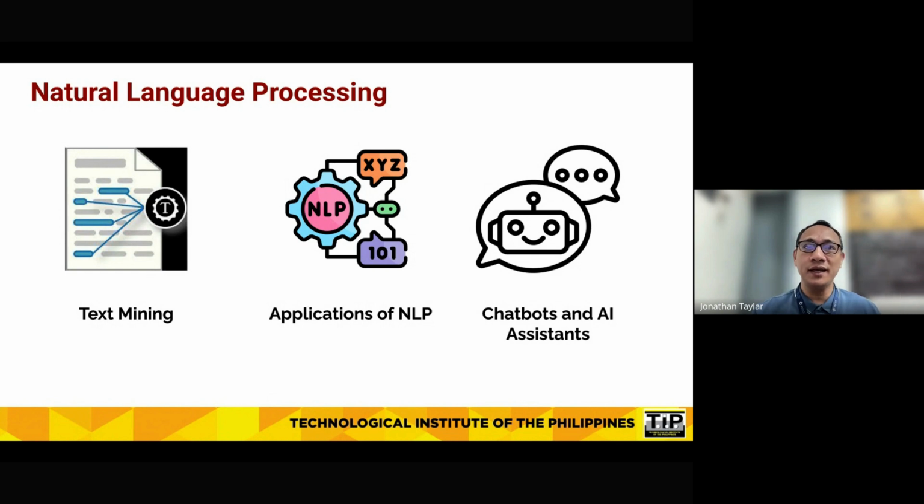Another one is information extraction. Natural language processing enables the extraction of structured information from unstructured text data. This includes tasks such as named entity recognition, entity linking, and relation extraction. Another application of that is sentiment analysis.